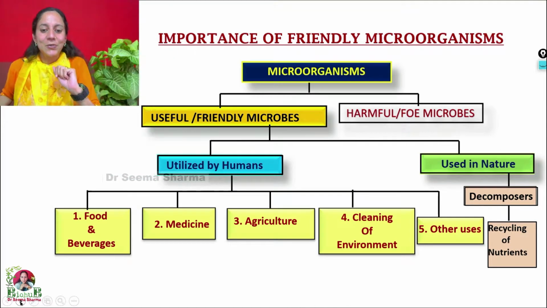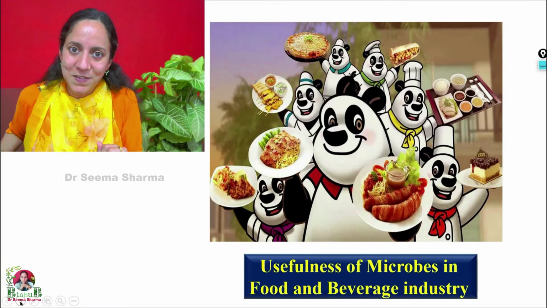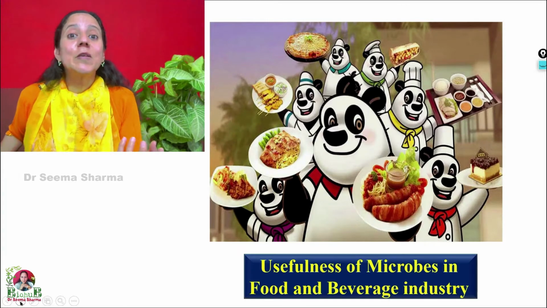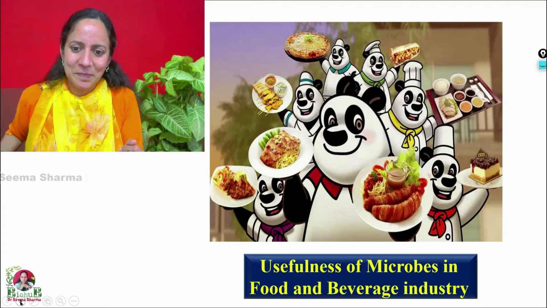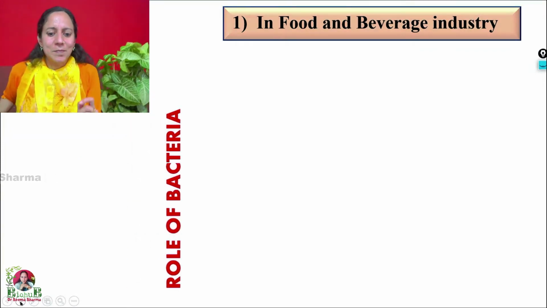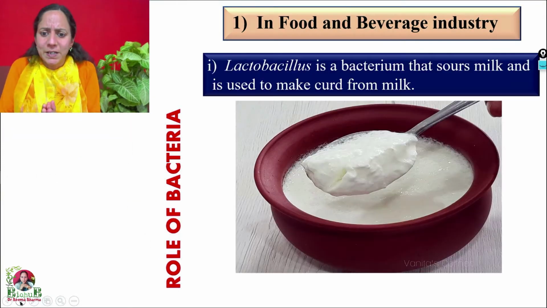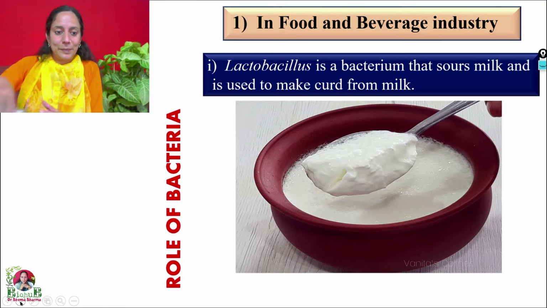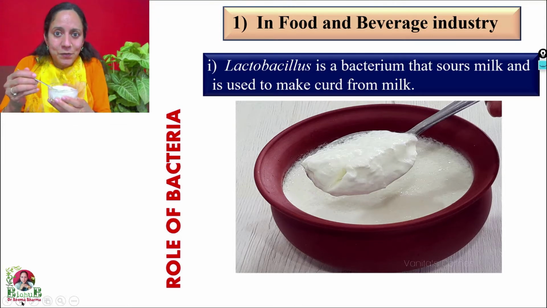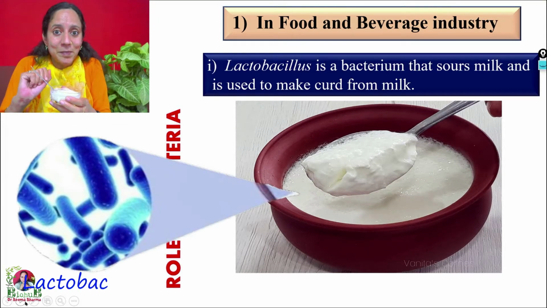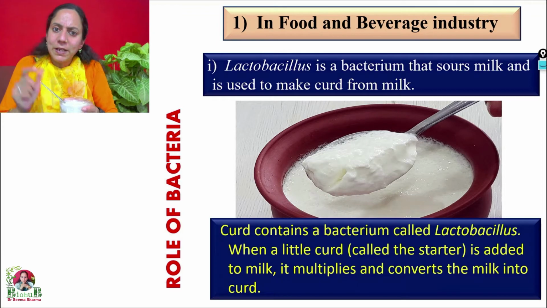So first, utilization of microscopic organisms which are useful for us in the food and beverage industry. First, let us take up the role of bacteria. One bacterium which is called lactobacillus is used to make curd from milk. So the curd which we eat, viewers, has one bacterium and it's a good bacterium for our digestive system, and its name is lactobacillus. How does it help in converting milk into curd?